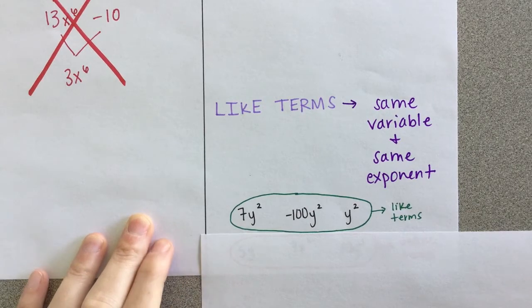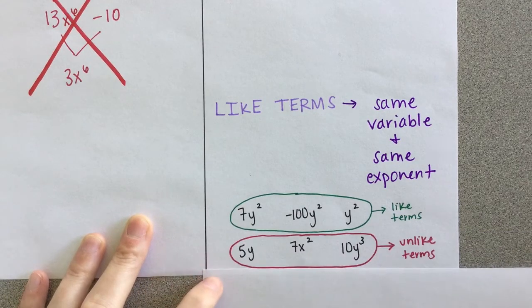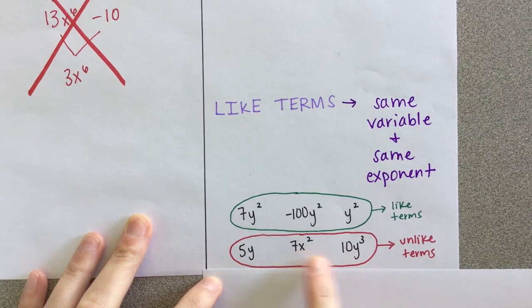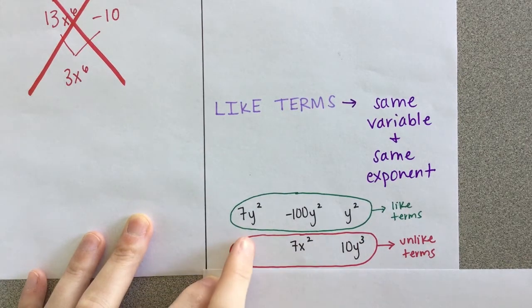Some examples of things that are not like terms, so some unlike terms. Notice that some of these have different variables. Some have x and some have y. And they also have different exponents. So an exponent of 2, an exponent of 3, and an understood exponent of 1. So these are examples of unlike terms.